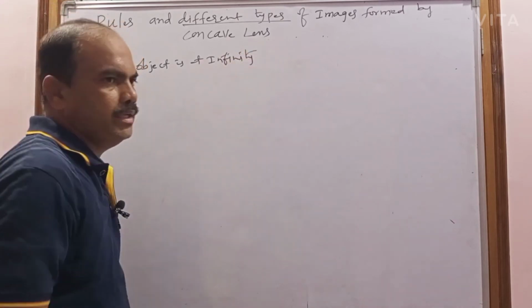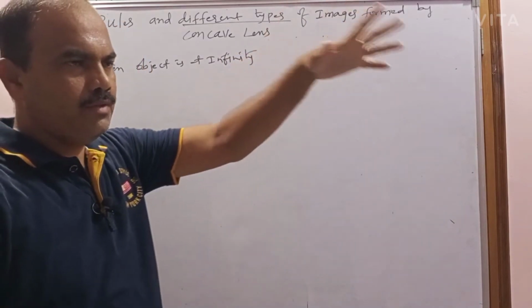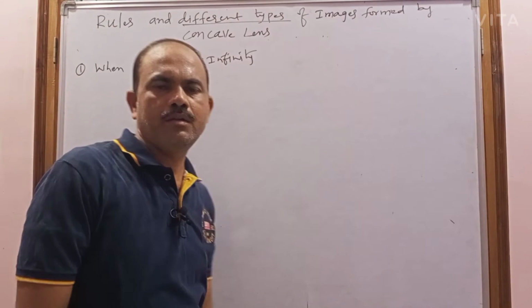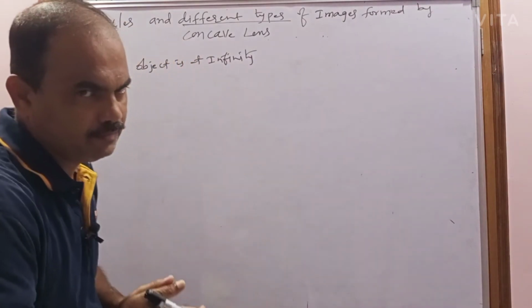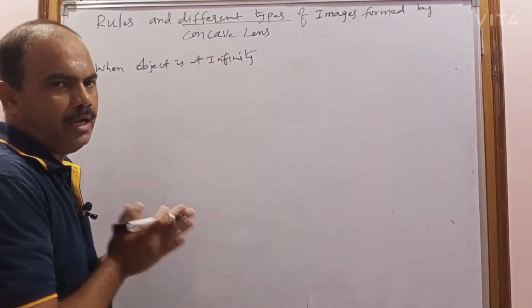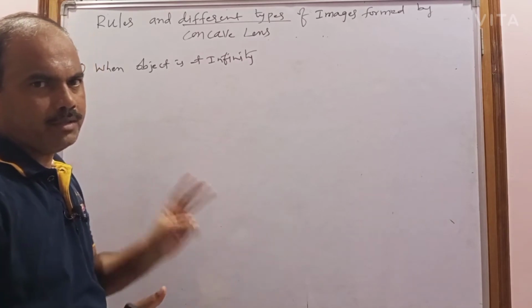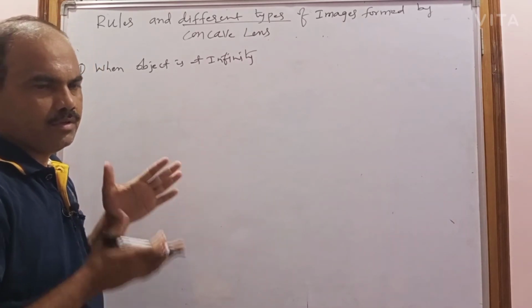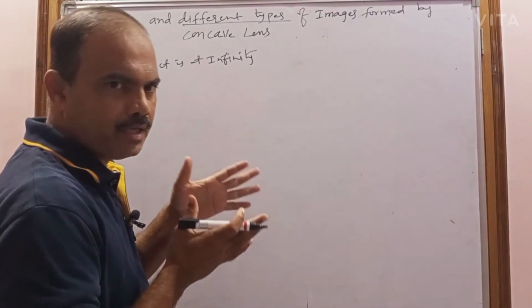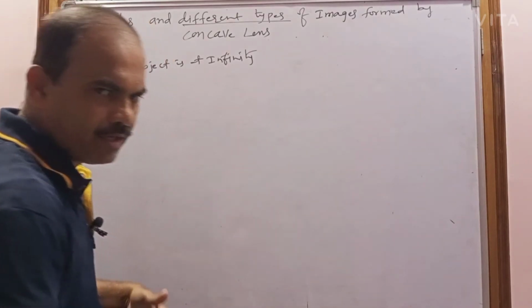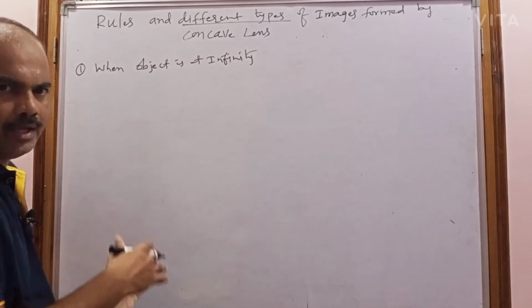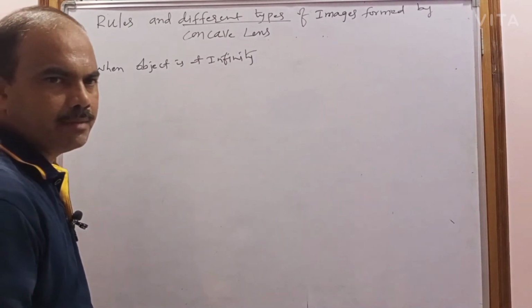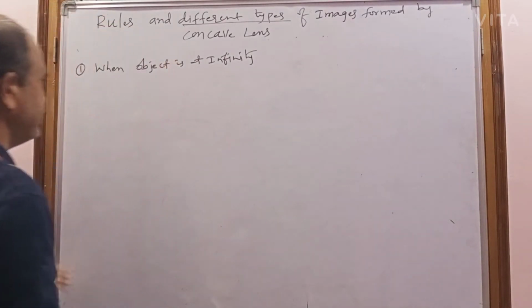When object is at infinity, the rays which are coming from the object are parallel to each other. They may be incident on the concave lens in two ways. The first way is parallel to each other and parallel to principal axis, and the second one is that they are parallel to each other but incident making some angle with the principal axis.